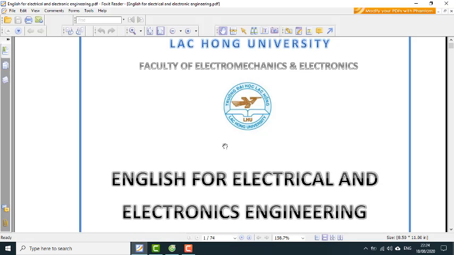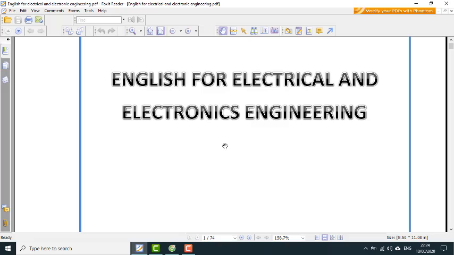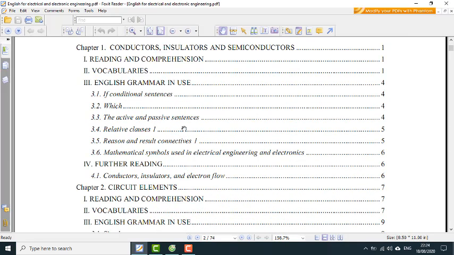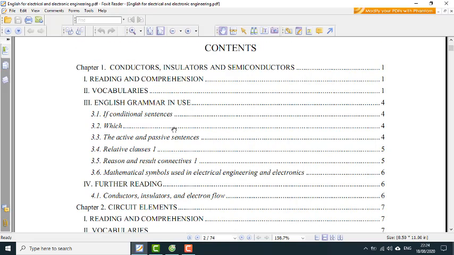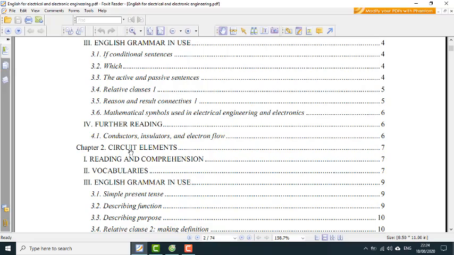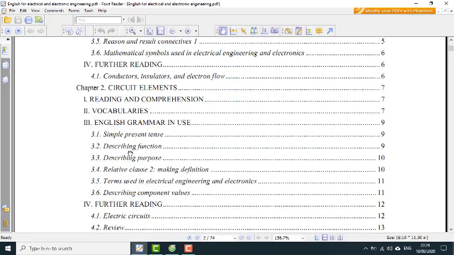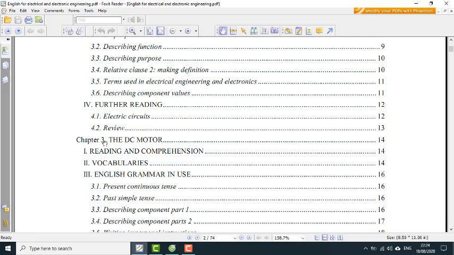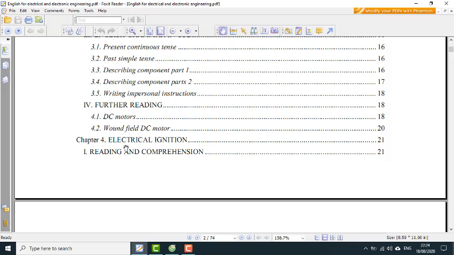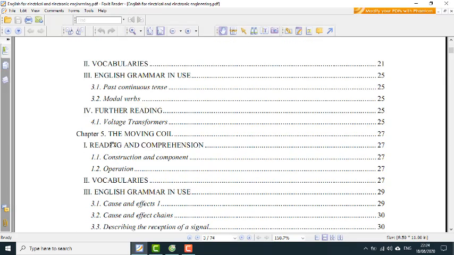The contents of the course include 11 chapters. Chapter 1 is related to conductors, insulators, and semiconductors. Chapter 2 is related to circuit elements. Chapter 3, the DC motor. Chapter 4, electrical ignition. Chapter 5, the moving coil.